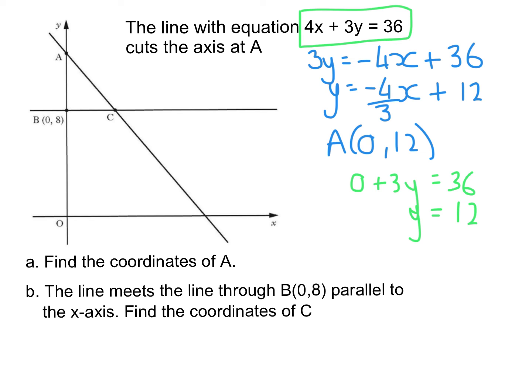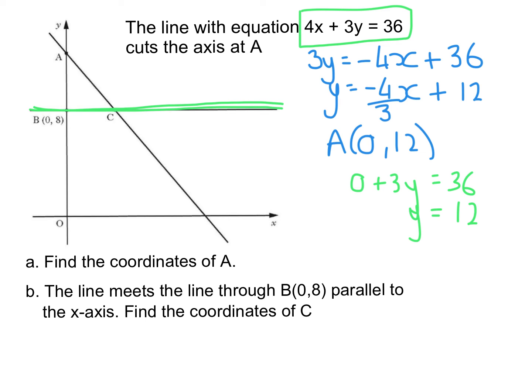Part B then says the line meets another line, through B at (0, 8), which is parallel to the x-axis. So basically we've got another line parallel to the x-axis that cuts my line in part A, and we have to find the coordinates of C. Now parallel means they're running at the same angle, the same distance, like train tracks, so they have the same gradient. So the x-axis and this line here, which I'm just going to draw over in green, have the same gradient. They both have a gradient of 0 basically. So I have to find the coordinates of C.